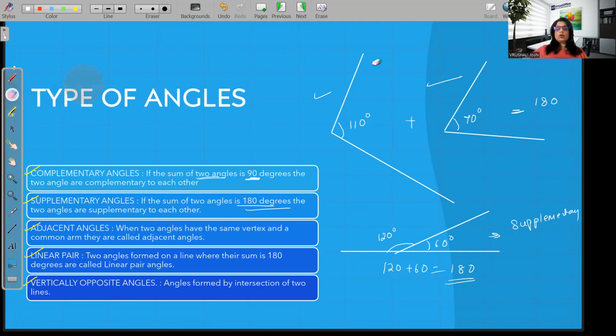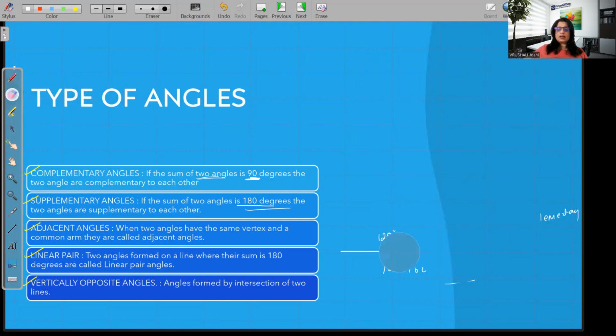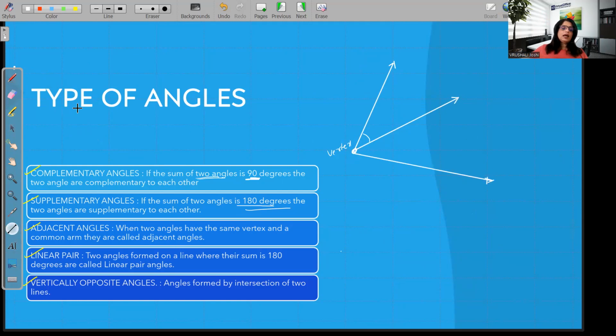Correct. Now let us see what are called adjacent angles. Adjacent angles means angles which are side by side. For example, if I take this one line and this one line, this forms one angle, we can see, correct? And this is the vertex. I hope you know this is called the vertex. Now from the same vertex, if we draw another line, it forms another angle, correct? So this is angle 1 and this is angle 2.